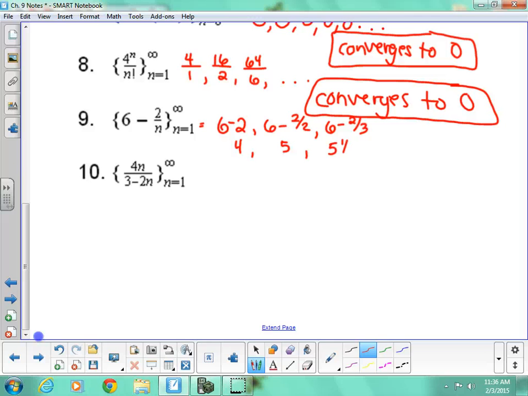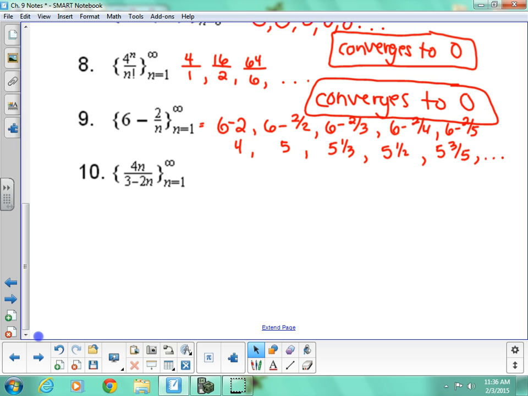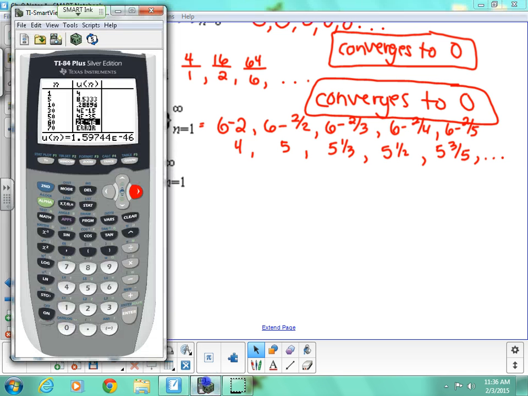Right? Does it converge to 6? Let's see. 6 minus 2/4, 5 1/2. 6 minus 2/5, what would that be? 5 and 3/5. 6. Seems like 6. Is it 6? Yes. I'm sticking with yes.